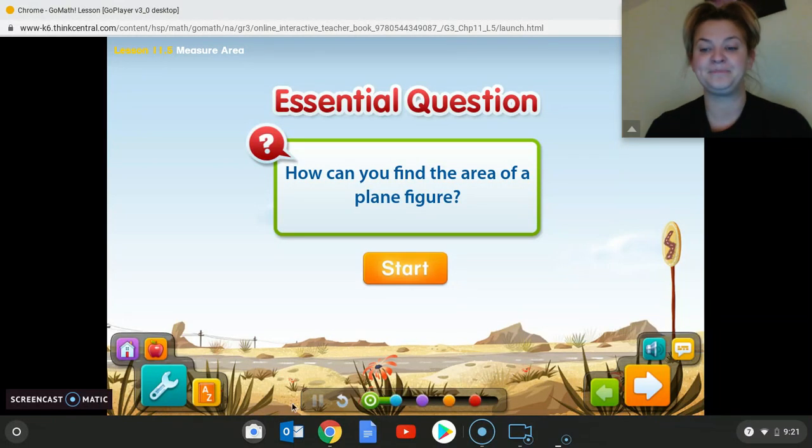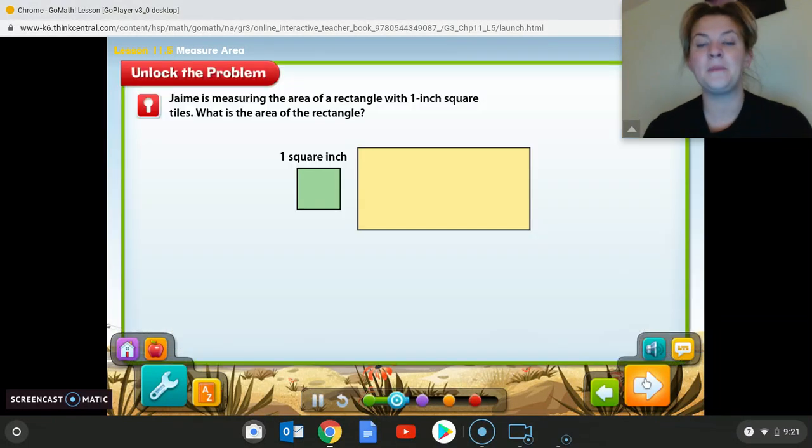All right, let's begin. For example, if I were to find the area of this yellow rectangle using 1 square inch, that means that there's a square. And what do we know about squares? We know that squares have the same length around all of the sides. So 1, 1, 1, 1. It's a square inch.